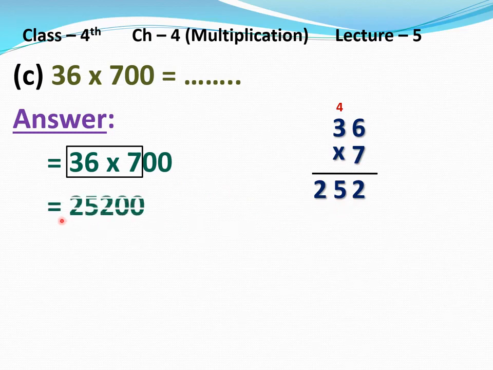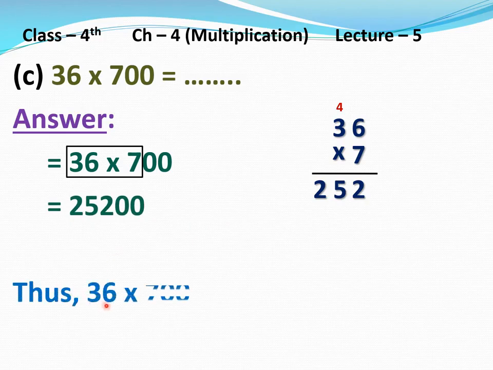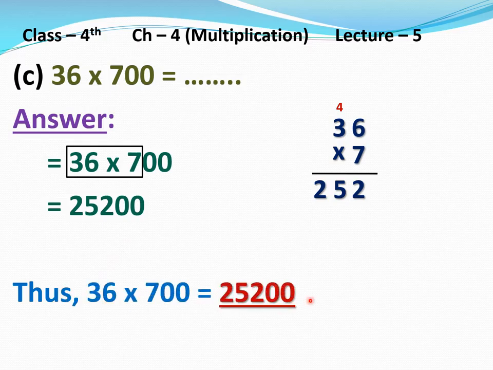So answer will be, write down, equal to 25,200. Write down, thus 36 multiply 700 equal to 25,200. Okay.